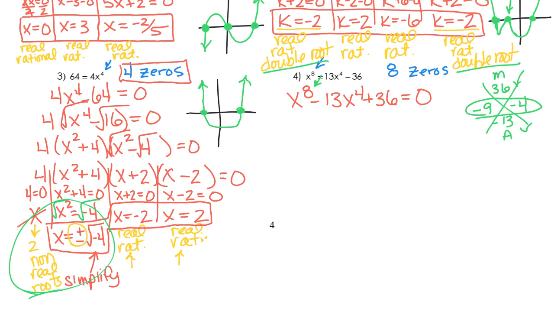Okay, so here's the twist. It's still easy, so you can go right to your factors. However, it's not going to be an x, it's going to be an x to the 4th in both of them. All right, and then minus 9 and minus 4, and then equals 0.